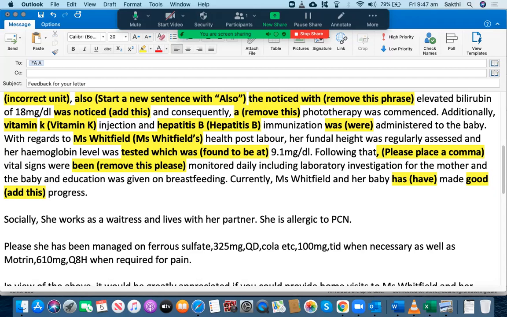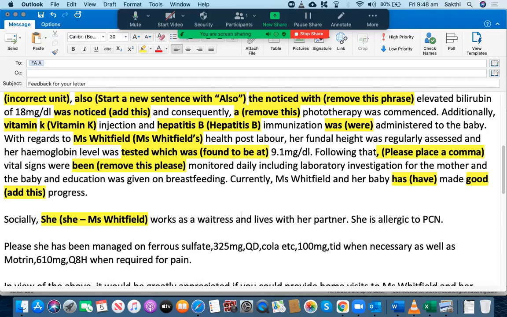Socially, she works as a waitress. We don't need to use a capital letter here in she. Just the small letter is more than enough. She works as a waitress. Again, the problem is that in every paragraph, it is recommended to write down the name of the patient, Whitfield, but only once. Okay, you don't need to write it down several times in every sentence, but if you write a paragraph for the first time, you need to write down the patient's name.